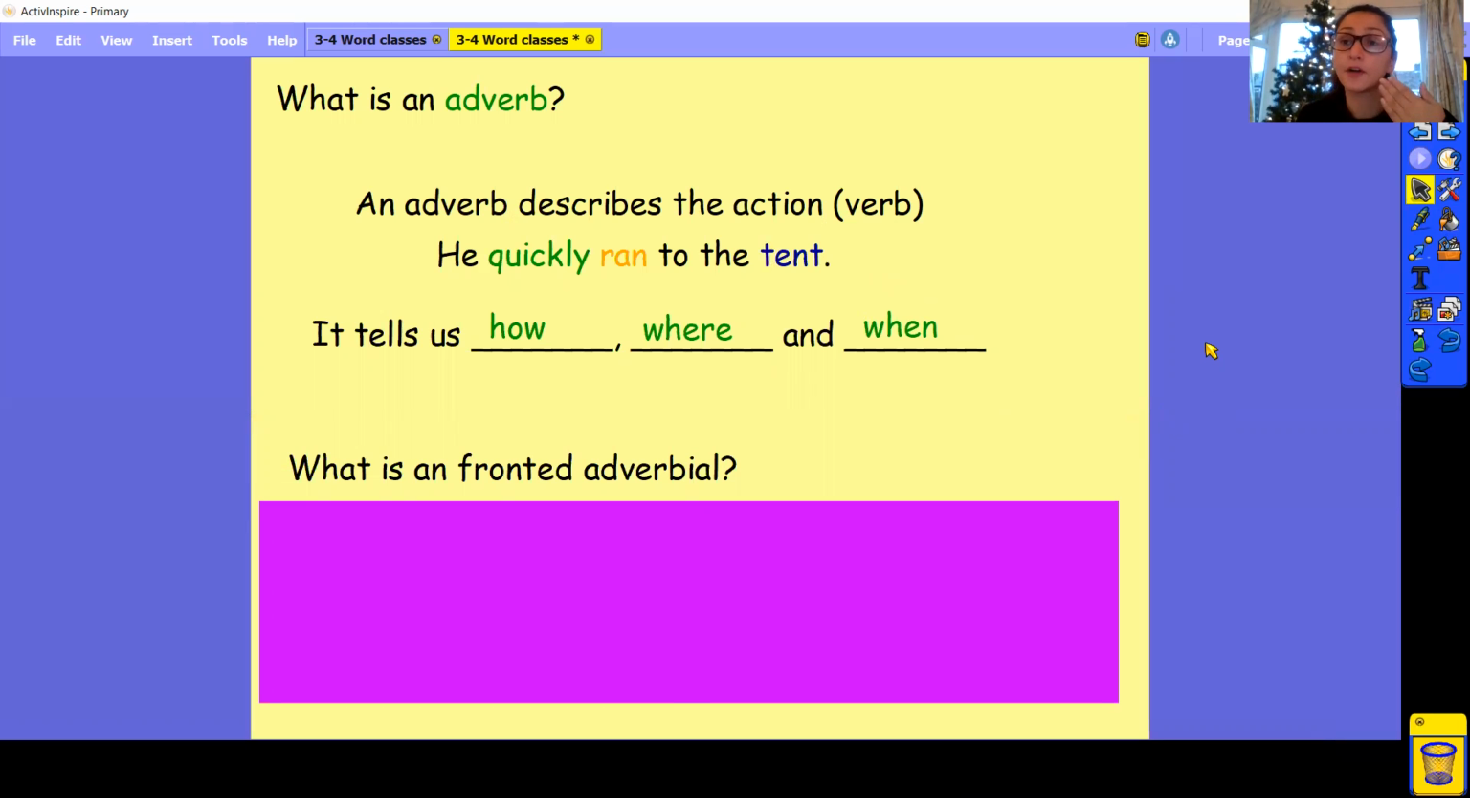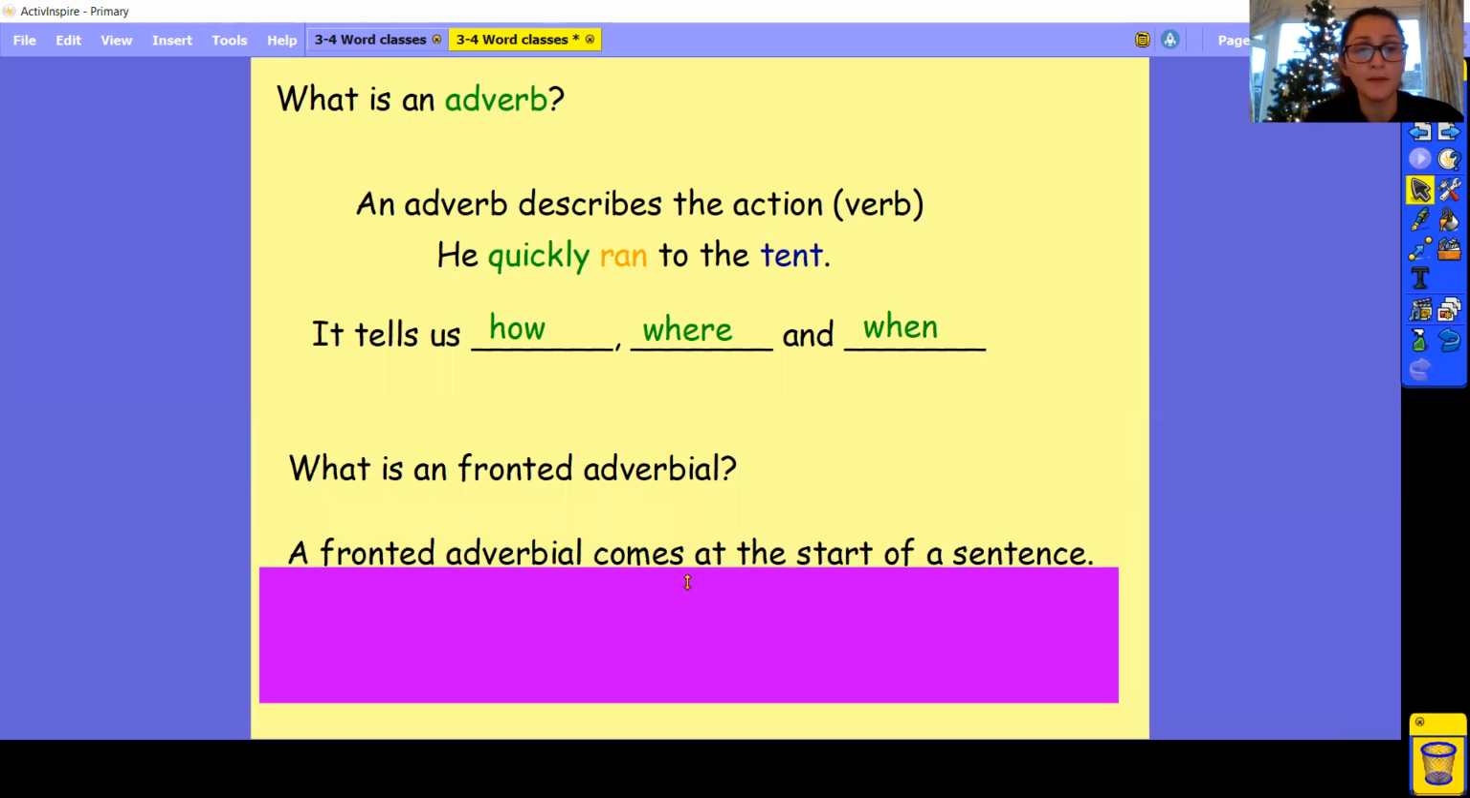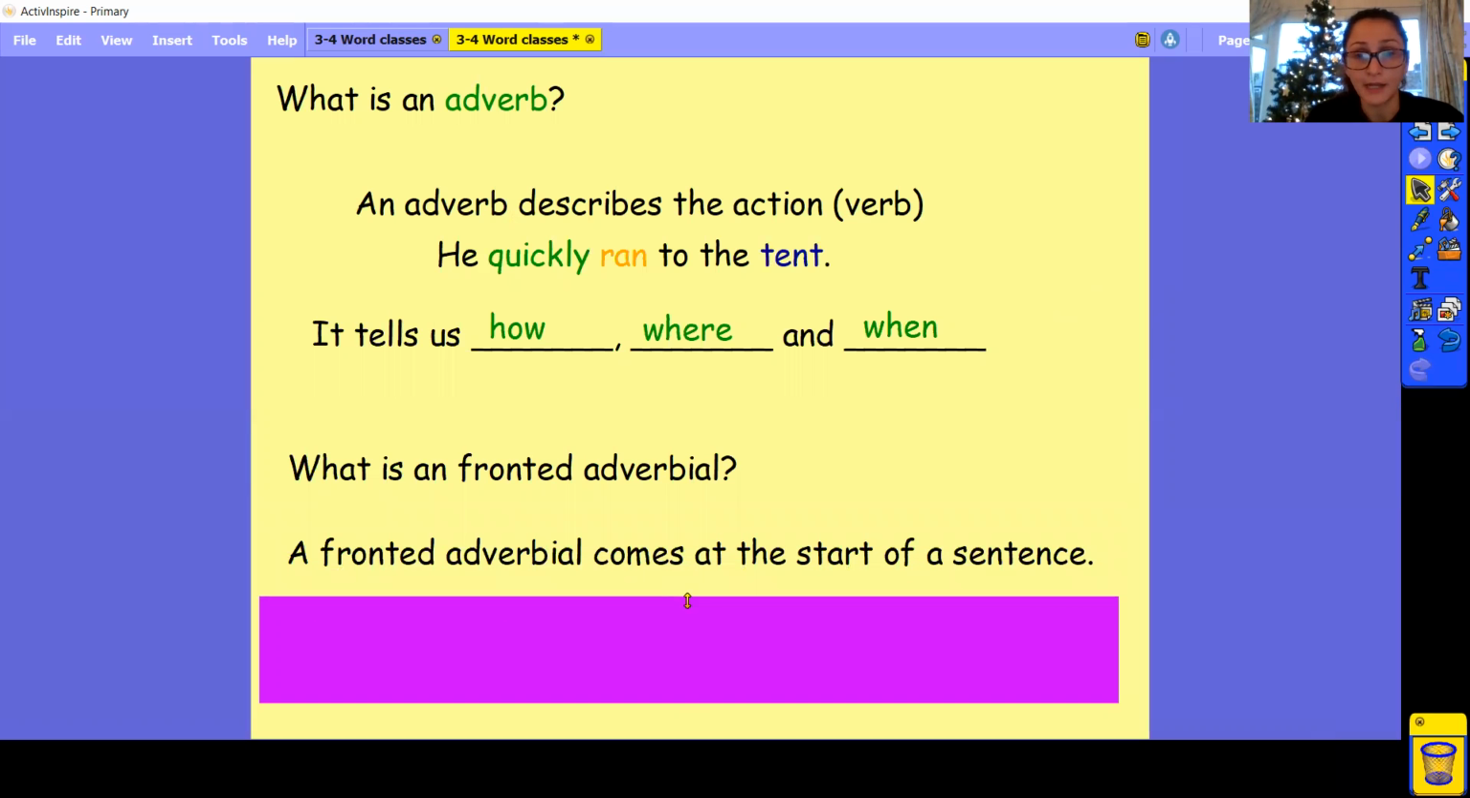So can you say the word fronted adverbial? Your turn. Well done for saying that. Where do you think a fronted adverbial would go in a sentence? Would it go at the start of a sentence, in the middle of a sentence, or would it go at the end of the sentence? Have a quick think. Well done if you said a fronted adverbial would go at the start of the sentence.